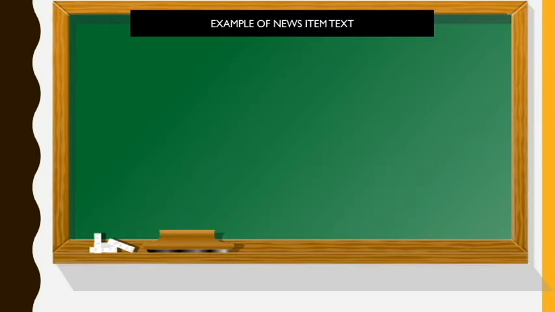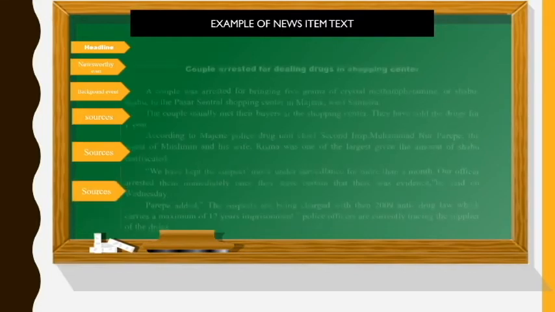Next, the example of the news item. Okay, you can see the generic structure on the left side and the text on the right side.